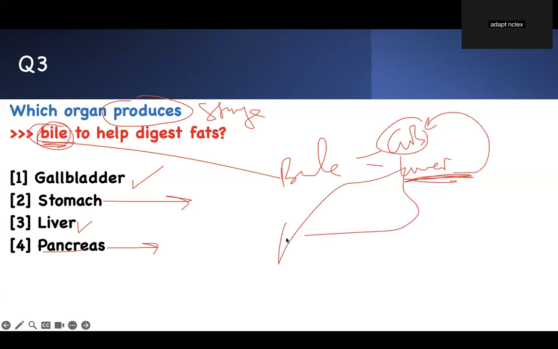If this is your liver, the gallbladder sits here like that and stores the bile until you need it and then evacuates it into the GI tract. Therefore, who is producing it, right? Not who is storing it, it is the liver. Who stores it is the gallbladder. So 3 is the right answer.